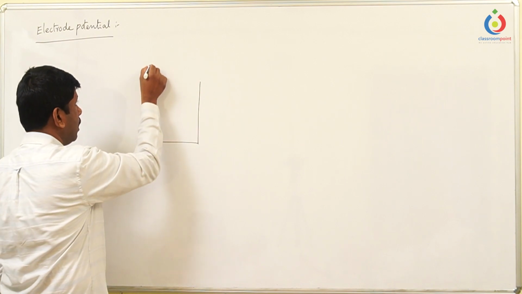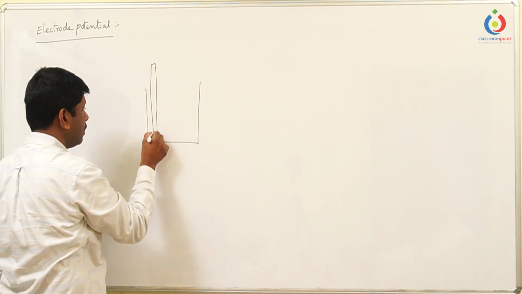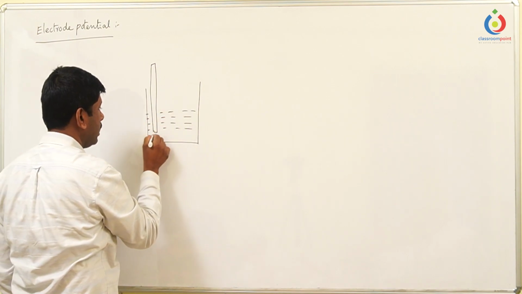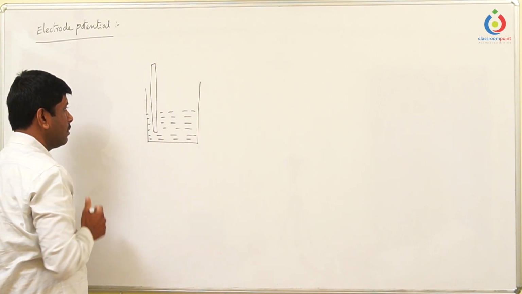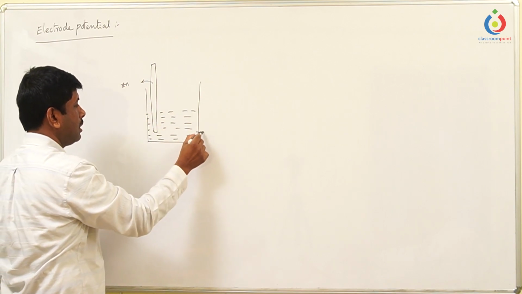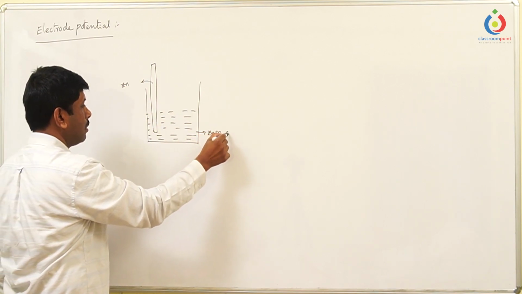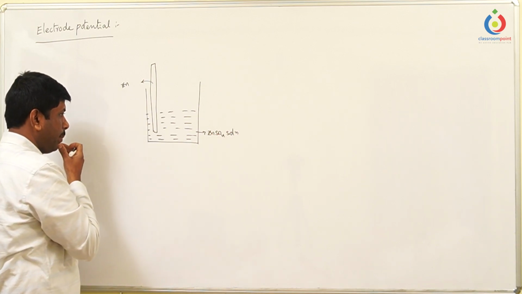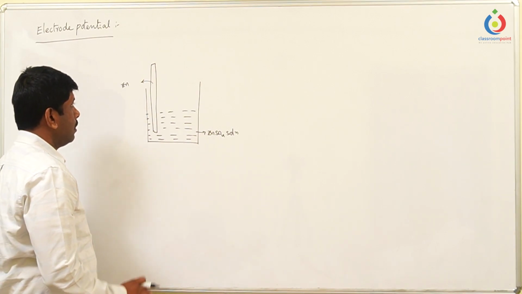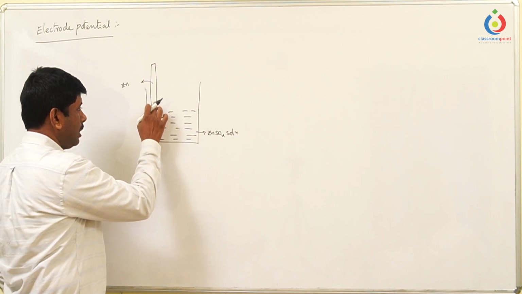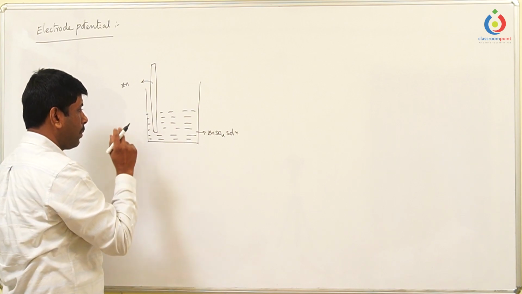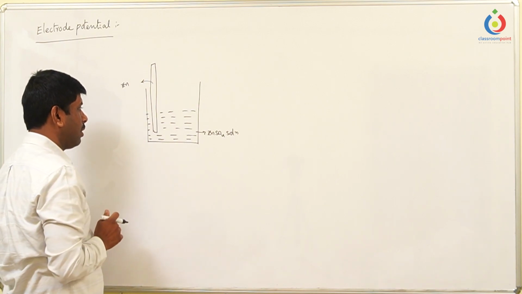So let us take a metal electrode that is dipped in one of its salt aqueous solutions. That means let us imagine this is a zinc electrode dipped in the zinc sulfate solution. You can take any metal rod dipped in its respective metal salt solution. So whenever a metal rod is dipped in the metal sulfate solution and connected to another electrode, two processes usually take place at every metal electrode.